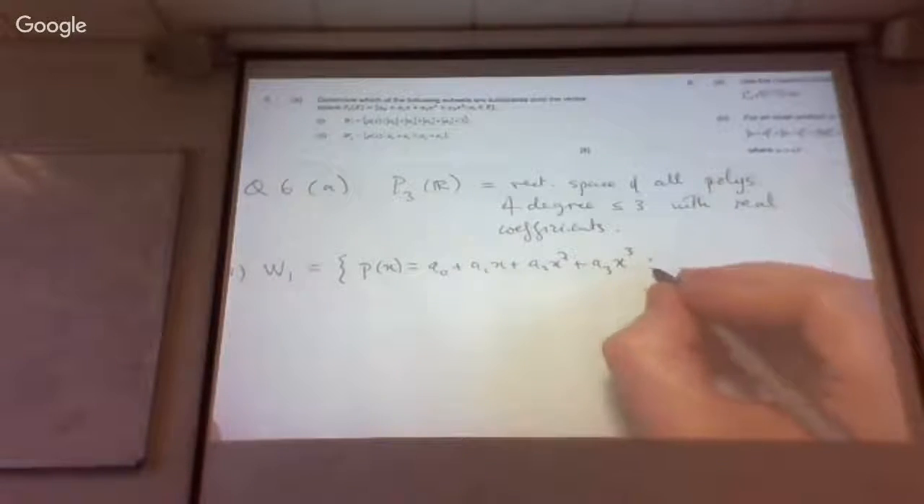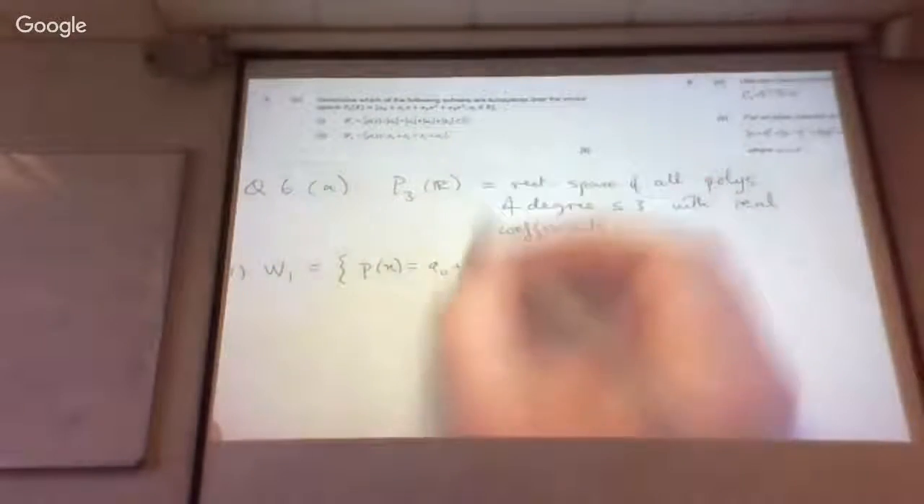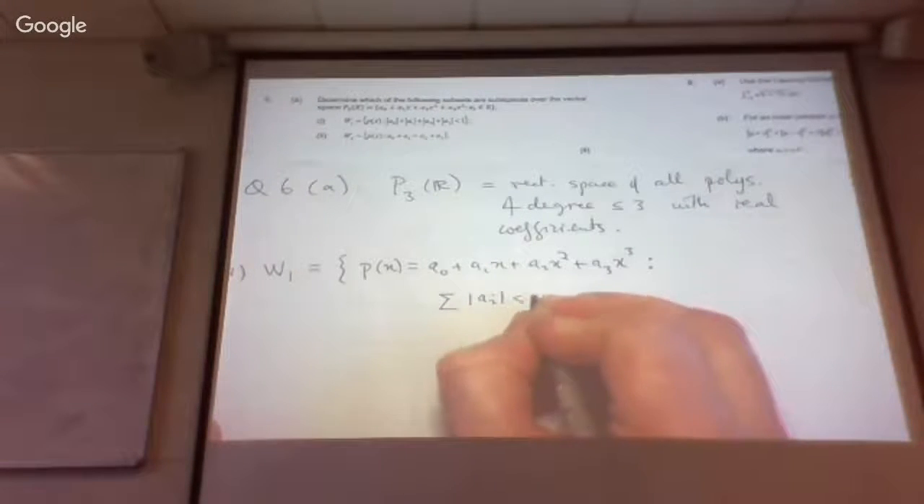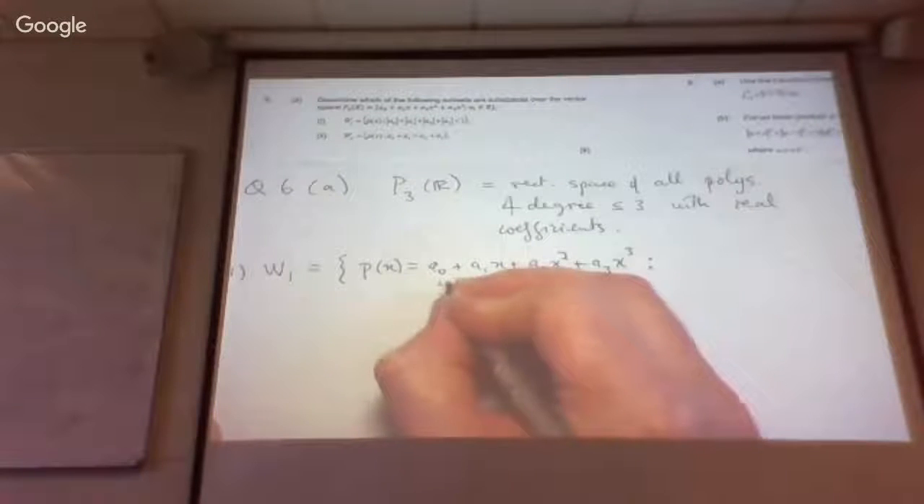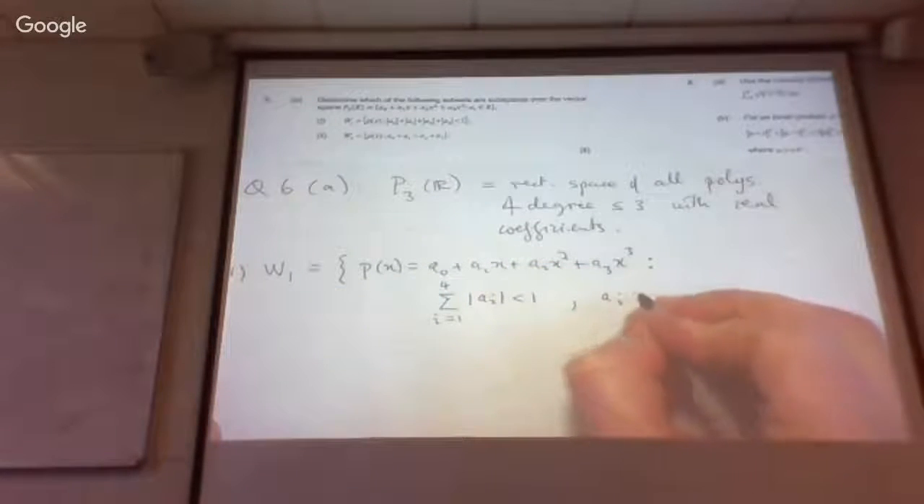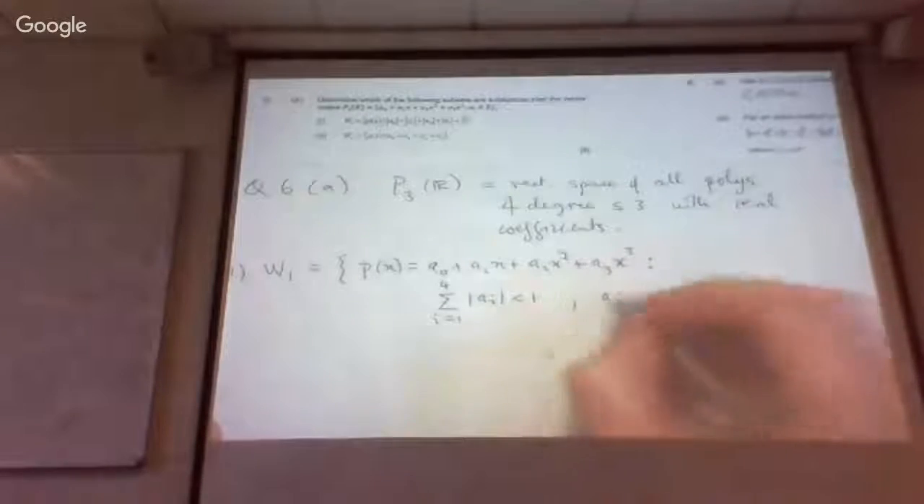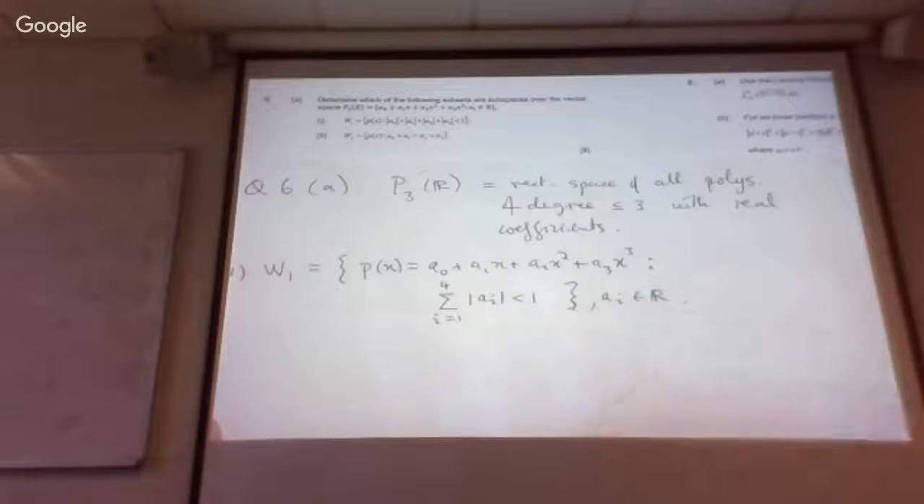And the condition for membership of W1 is that the sum of the absolute values of the coefficients is strictly less than 1. These a_i are real numbers. I mean, that doesn't need to be said. That's automatically understood. So this is the condition. So it's certainly a subset. First of all, we should just check, is this non-empty? Is there any polynomial at all that's in there?